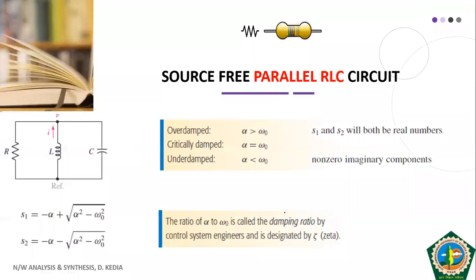So then we had categorized our RLC circuit under three conditions. One was overdamped, another was critically damped, and third was underdamped. Overdamped was when alpha is greater than omega naught. When alpha is less than omega naught, it is underdamped. When alpha equal to omega naught, it is known as critically damped. So we have already seen the conditions of overdamped and underdamped.